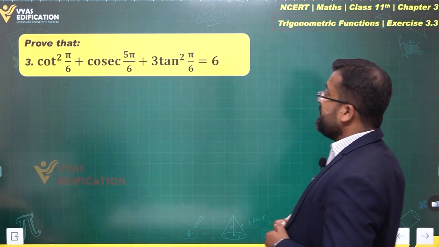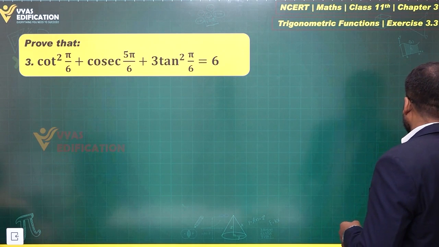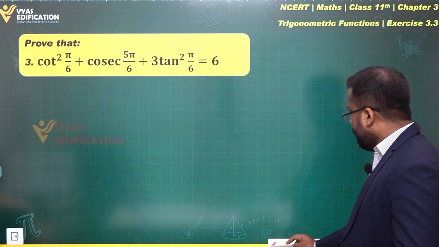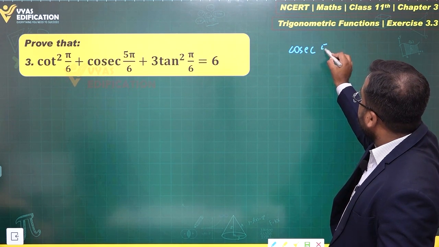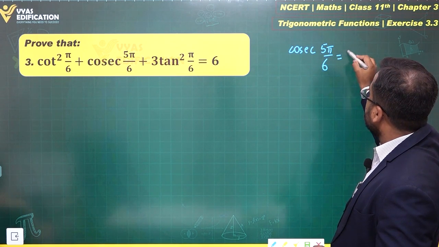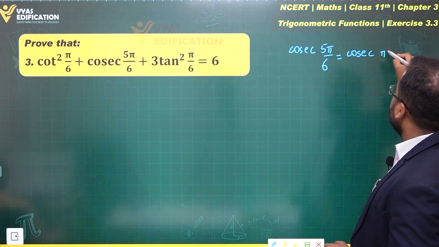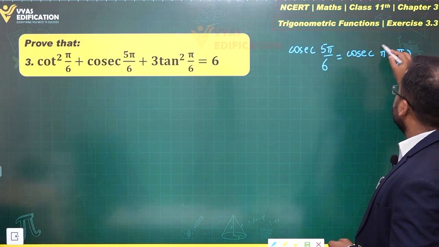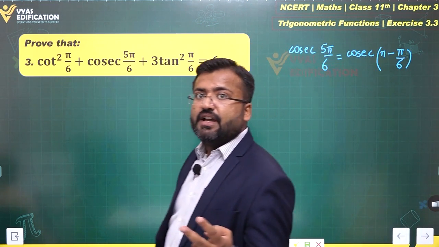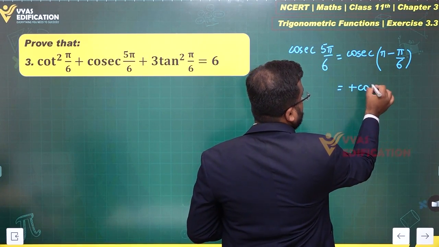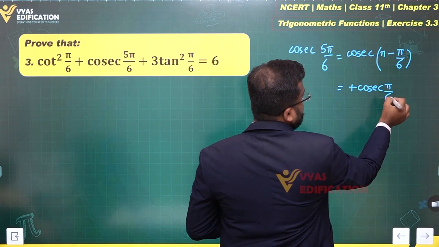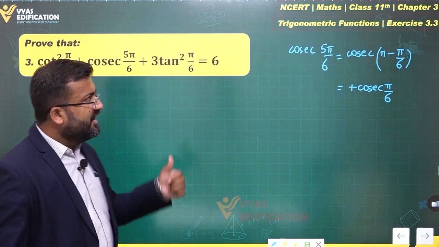So cosec 5 pi by 6 can be written as, let me write it separately over here. What can I write cosec 5 pi by 6 as? Cosec 5 pi by 6 is equal to cosec of pi minus pi by 6. Now this is actually the second quadrant. In the second quadrant, cosec will be a positive value. This is equal to plus cosec pi by 6. Right? We can use that.